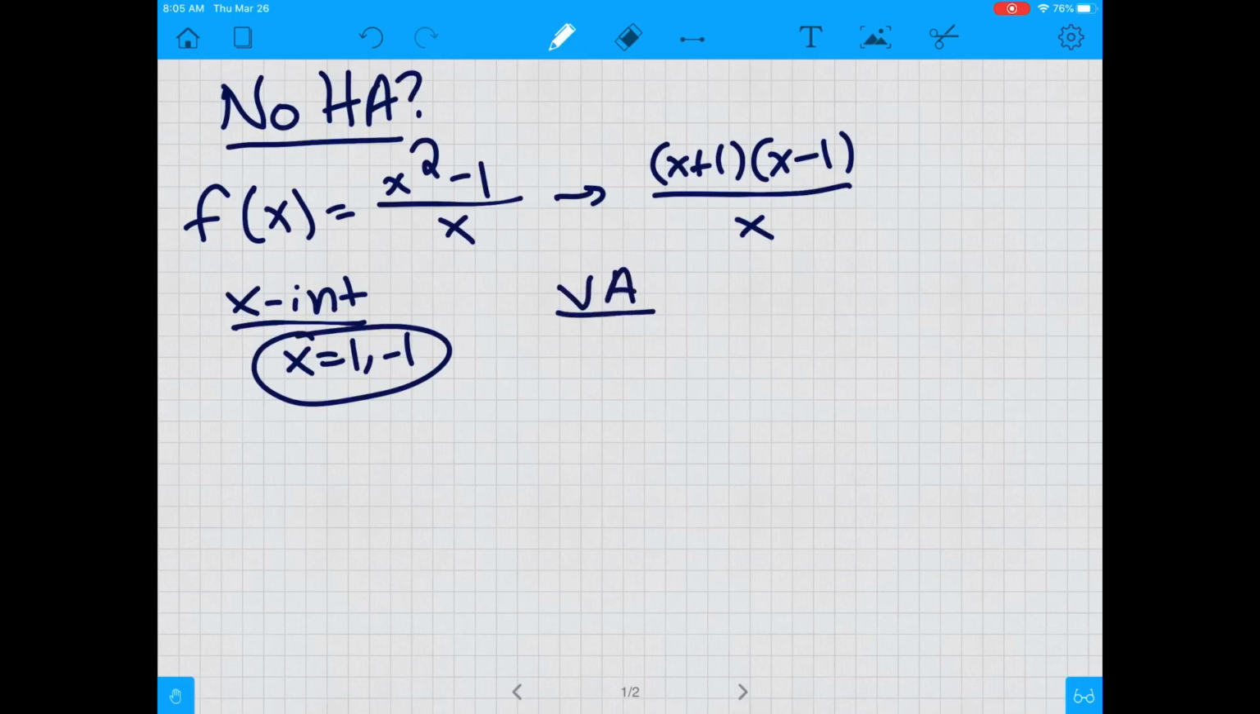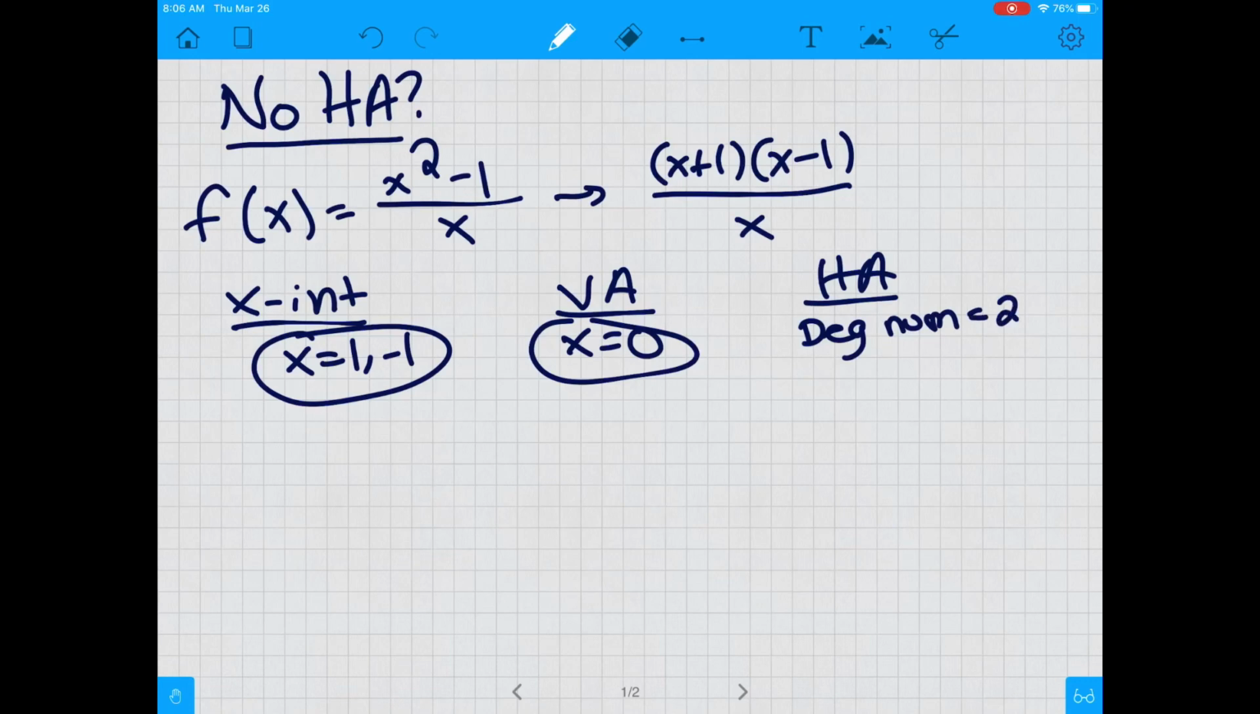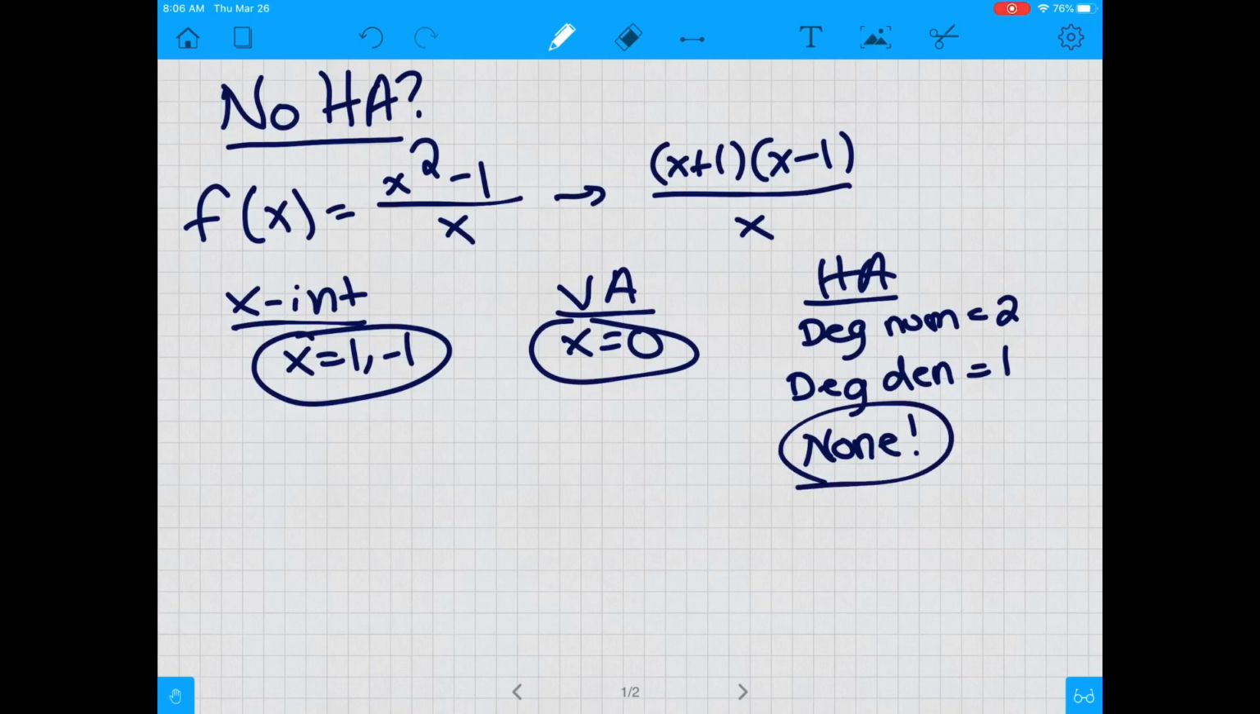Still going to find my vertical asymptote. That's going to be at x equals 0. And now for the horizontal, well, I know in this case the degree of my numerator is 2. The degree of my denominator is 1. So because of that relationship, I know I don't have one.